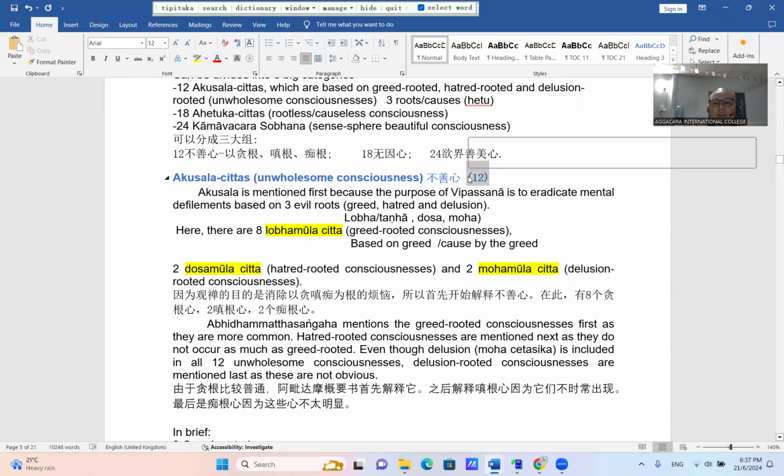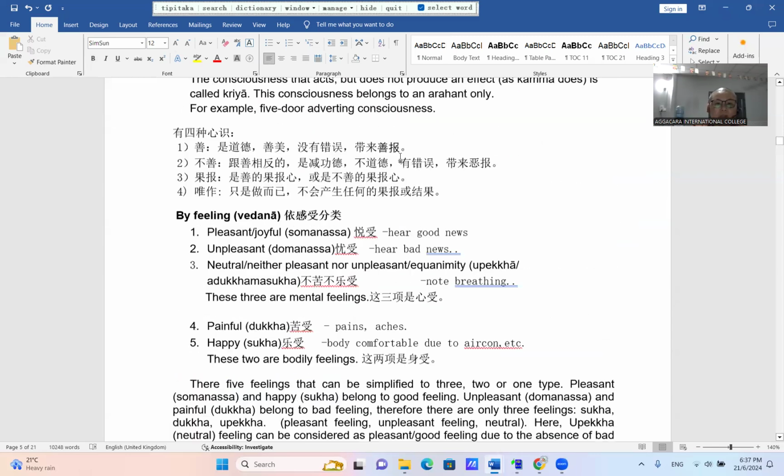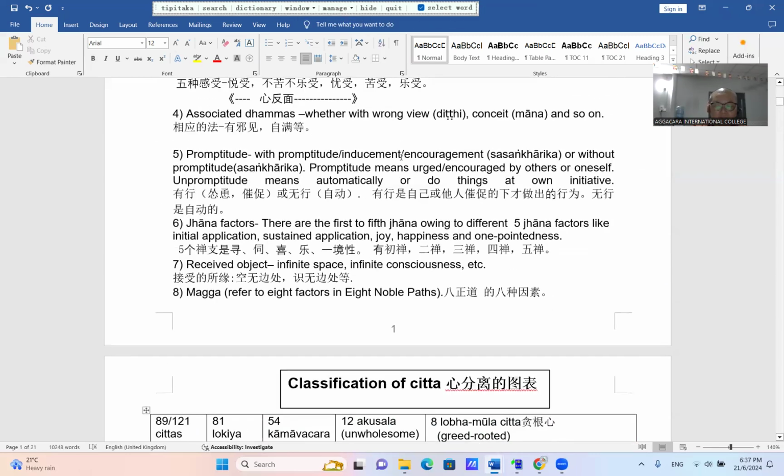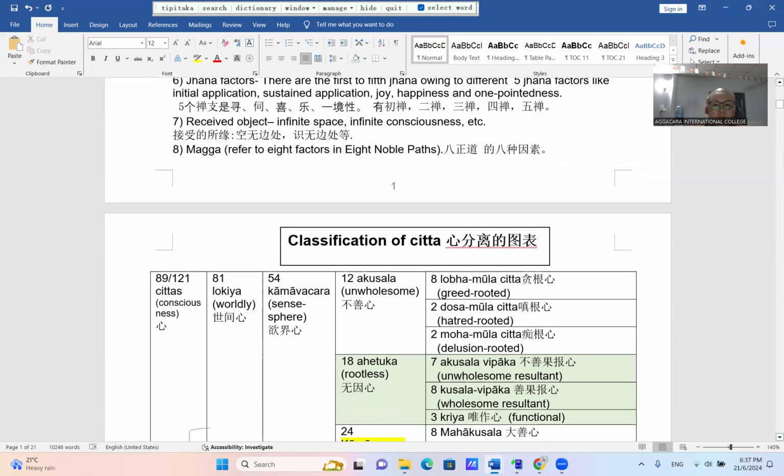So the first number, if you see these charts, I hope you all have printed them out already. Based on this, 8 lobha mula, 2 dosa mula, 2 moha mula, 8 plus 2 plus 2, you got 12. So these 12 are called akusala.